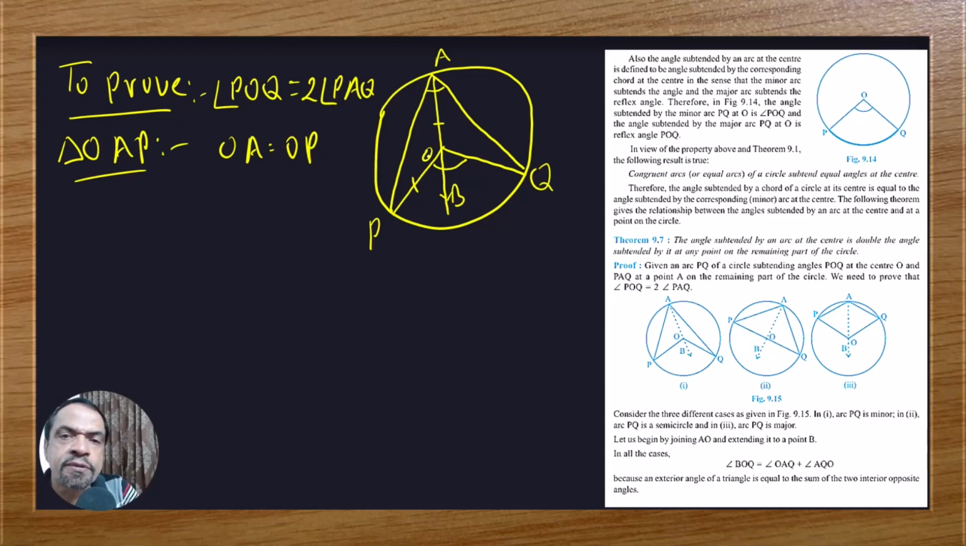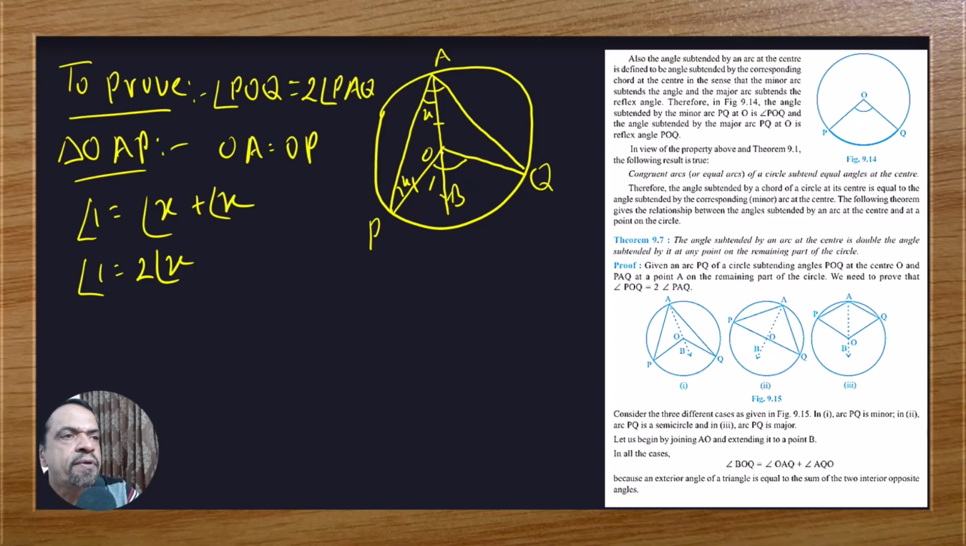So this is an isosceles triangle. Isosceles triangle means these angles are equal. Let us suppose each is x. These angles are equal because of the isosceles property. So by the exterior angle property, suppose the exterior angle is 1. So angle 1 is equal to x plus x.